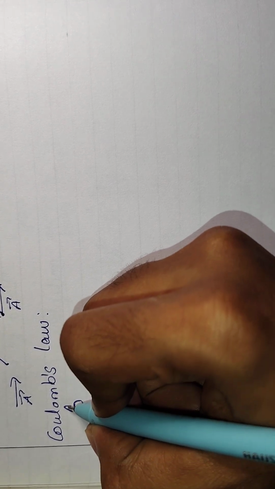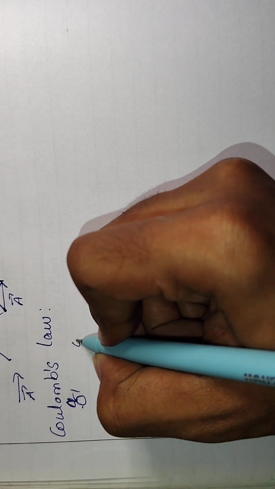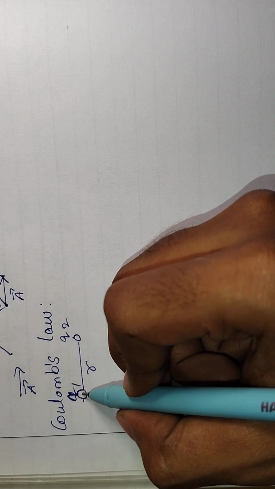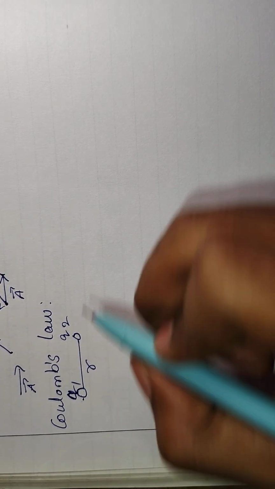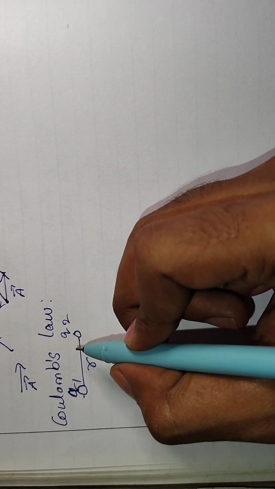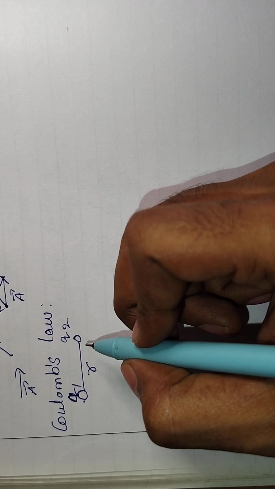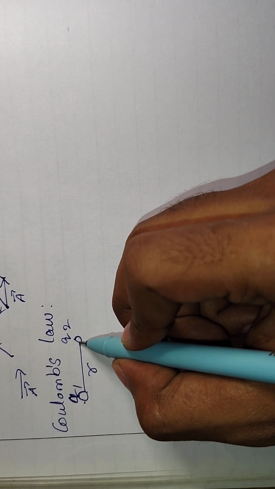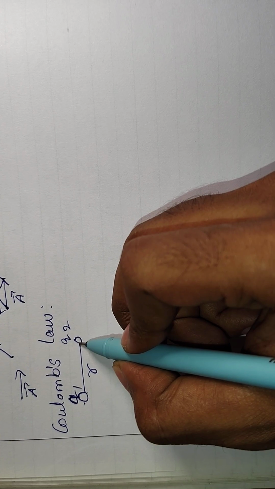Now assume there are 2 point charges q1 and q2 separated by a distance r. I have not said whether it is positive or negative charge, it doesn't matter. Even if it is positive or negative, it doesn't matter. What Coulomb's law tells you is the electrostatic force of repulsion or attraction.